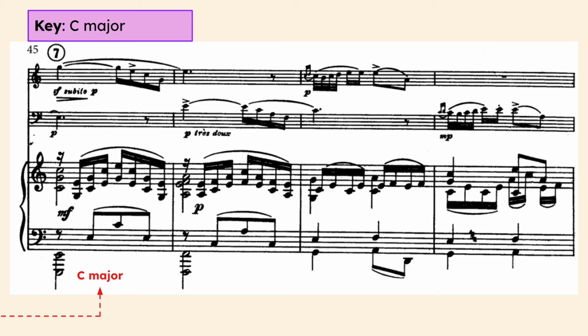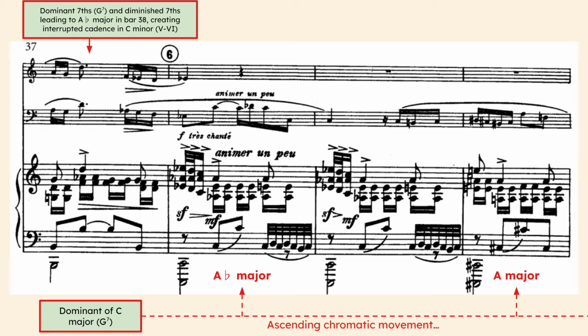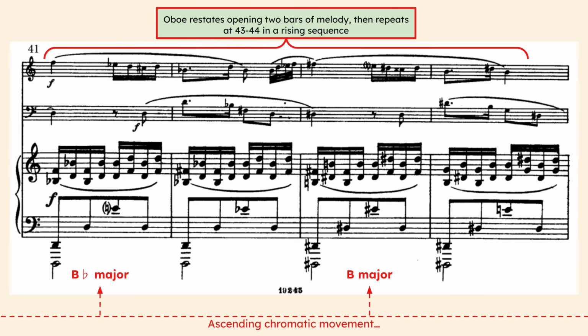The sequence is irregular though, because the A flat major, B flat major, and B major chords all last for 2 bars, but if we go back to bar 40, you can see that the A major chord only lasts for 1 bar. The bassoon melody at bar 40 echoes the opening melody. In bars 41 to 42, the oboe restates the opening 2 bars of the melody, which repeats in the next 2 bars as a rising sequence that matches the rising harmonic movement just below in the accompaniment.